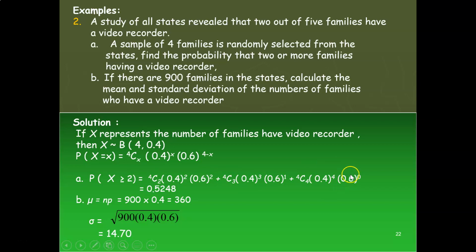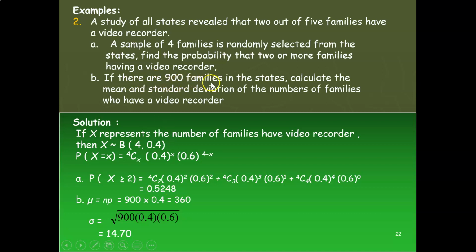So you have to substitute all the values of your r into this function over here, where the small letter x is actually equal to your r. Then you get this answer. So I repeat, this is for when x equal to 2, this is when x equal to 3, and this is when x equal to 4, up until 4 because there are only 4 families, the maximum. So you get this value. Okay, how about question B?